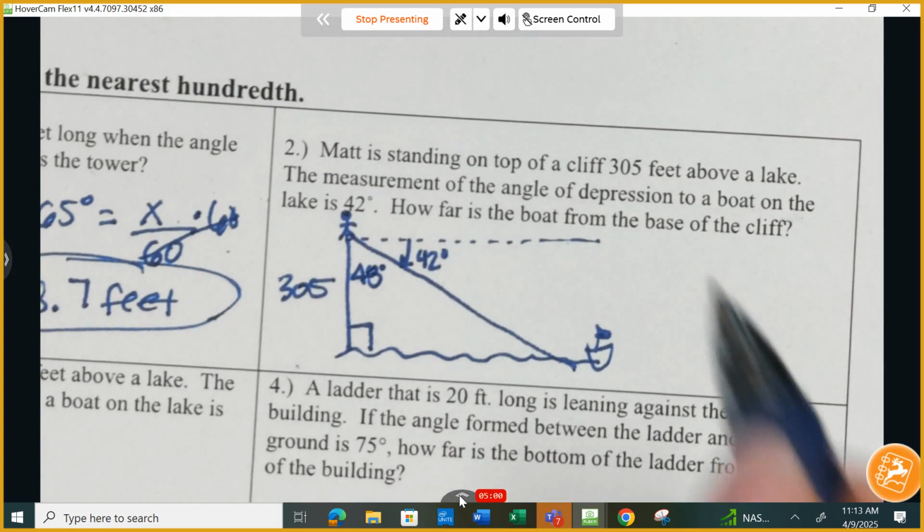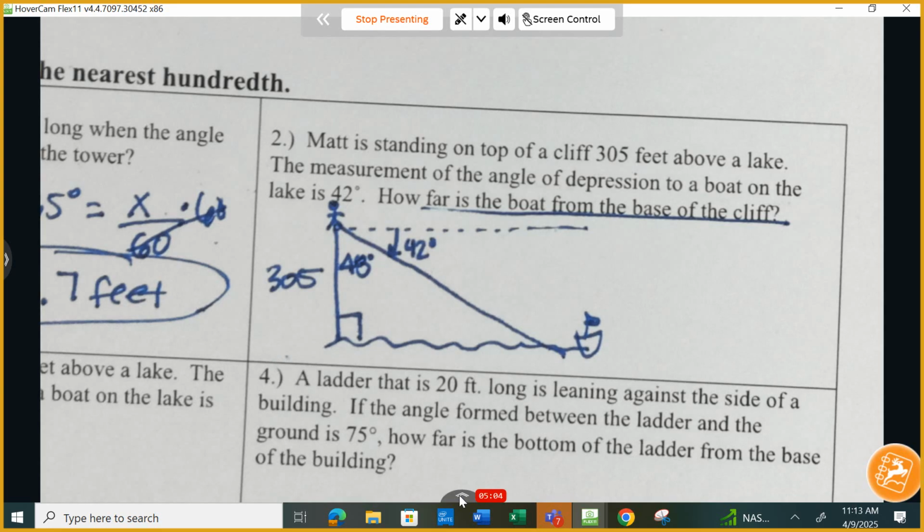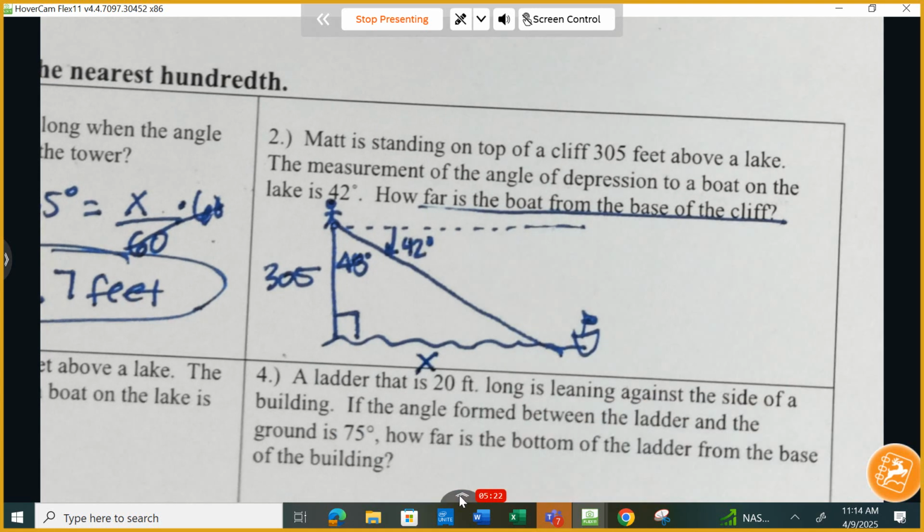And I'm going to suggest that we underline, because I looked at my honors students' grades from periods 1 and 2, and most people got number 2 and number 3 wrong because they weren't reading it correctly. This says, how far is the boat from the base of the cliff? That's this distance. Please put an X right here.